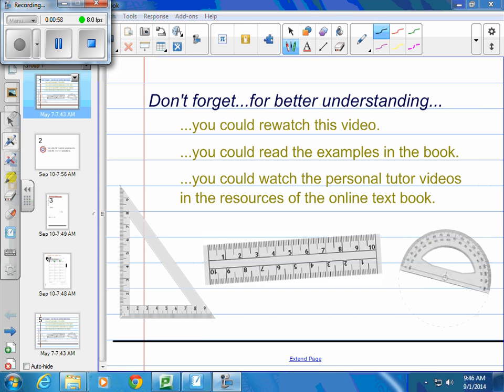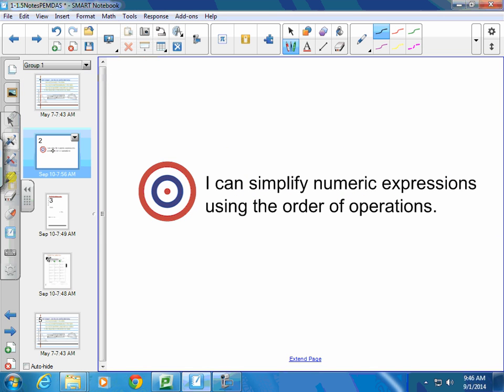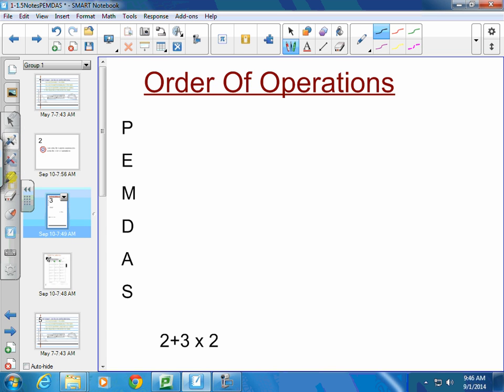This first video is actually not from the book. It does not have a section in the book, so you will not be needing to look at your book. You'll just be needing to take notes as I'm going over the lesson. So our learning target is simplifying numeric expressions using the order of operations. You probably remember PEMDAS, which is what we are going to be going over. This is probably a review for you from last year. So as we look at an expression, we always need to go in the correct order of solving it, otherwise we will get the incorrect answer.